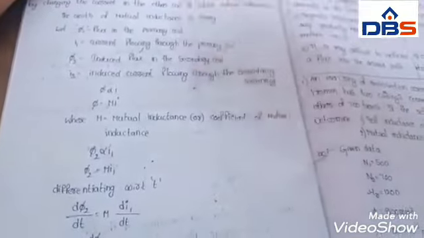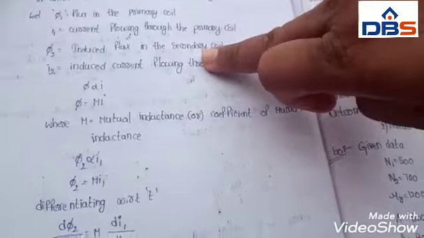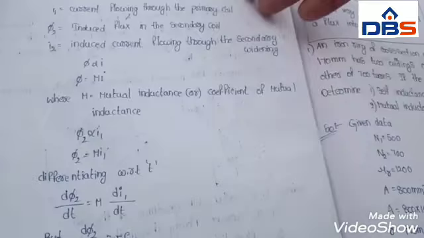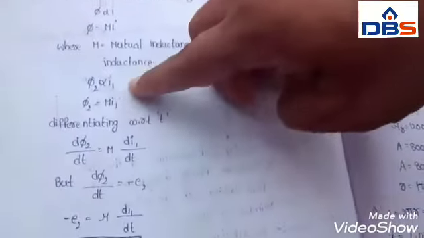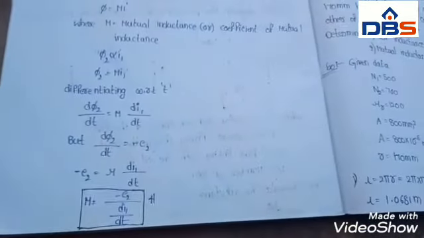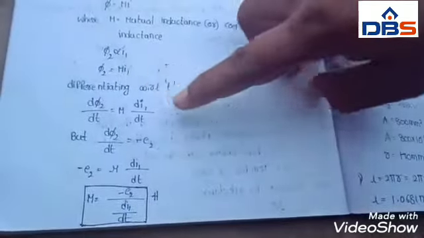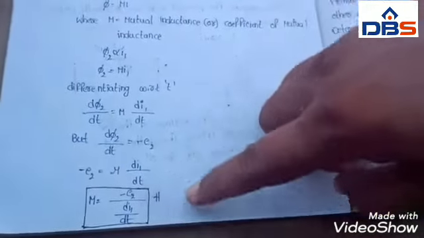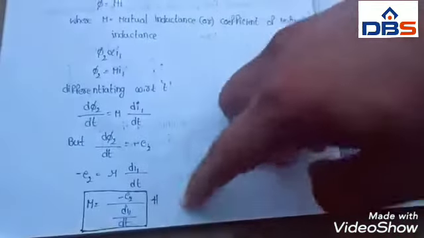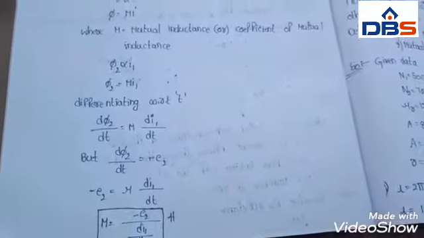Because of I1 the mutual induction will start. Whenever you apply a current, some flux is produced in the first coil. That flux is internally coupled with the second coil, and that is nothing but mutual inductance. So mutual inductance is produced because of I1. That's why phi 2 is proportional to I1, phi 2 is equal to M I1. Now differentiating with respect to t, d phi 2 by dt is equal to M into dI1 by dt, and because of Lenz's law d phi 2 by dt is minus e2. So M is equal to minus e2 by dI1 by dt. This is the mutual inductance. Self inductance occurs in only one coil, but mutual inductance occurs in two coils.